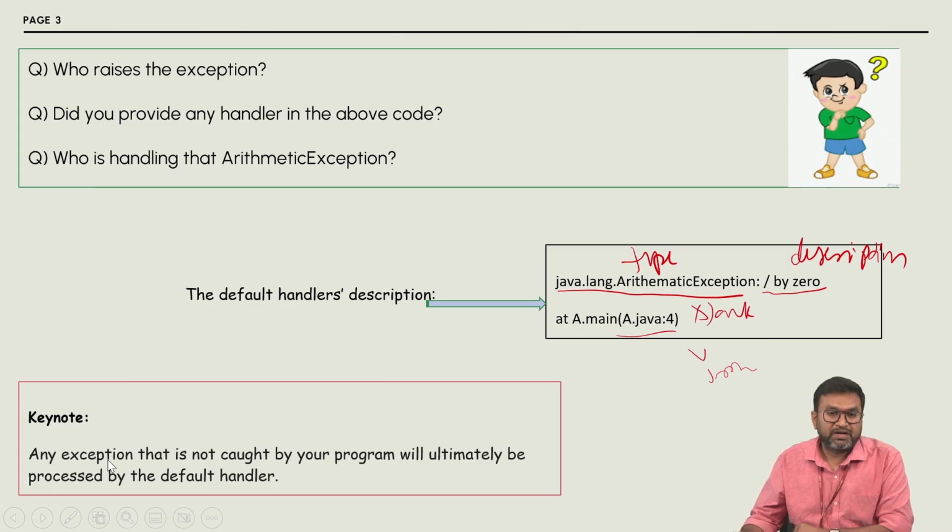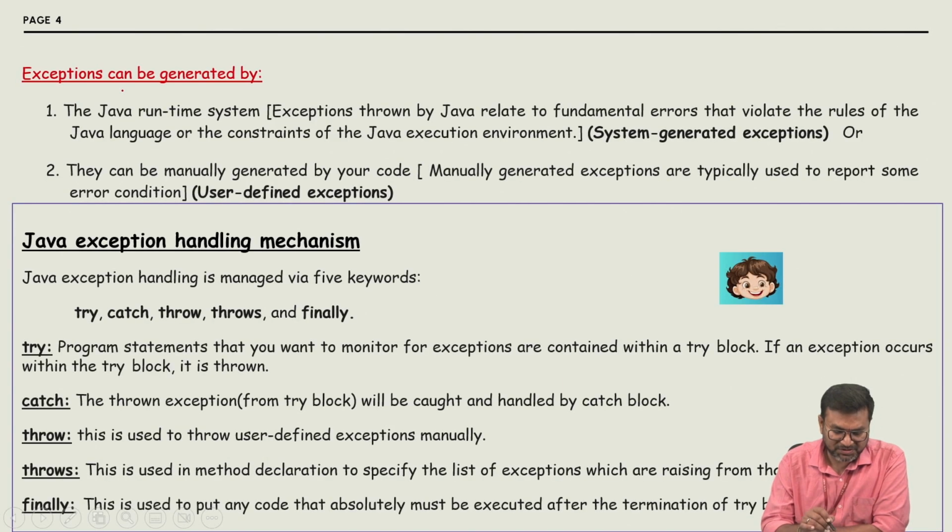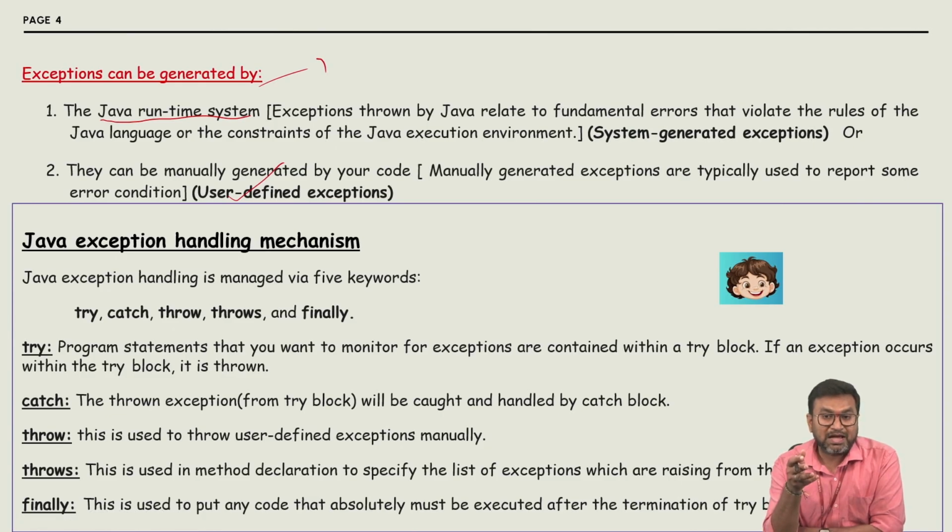This is a very important point. Any exception that is not caught by your program, as we just saw where I have not provided any exception handler, will be handled by the default handler provided by the Java runtime system. Exceptions can be generated by either of two parties: the Java runtime system or the programmer. The Java runtime system, whenever you violate language rules or write code it cannot handle, identifies those scenarios and raises exceptions.